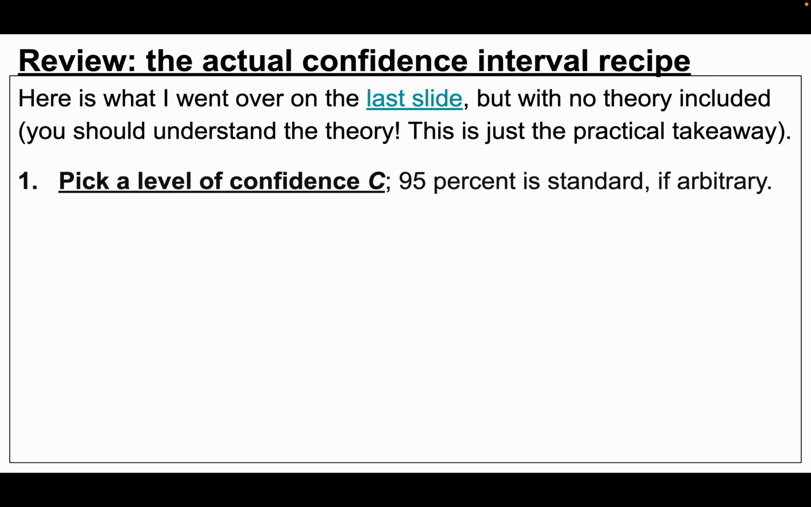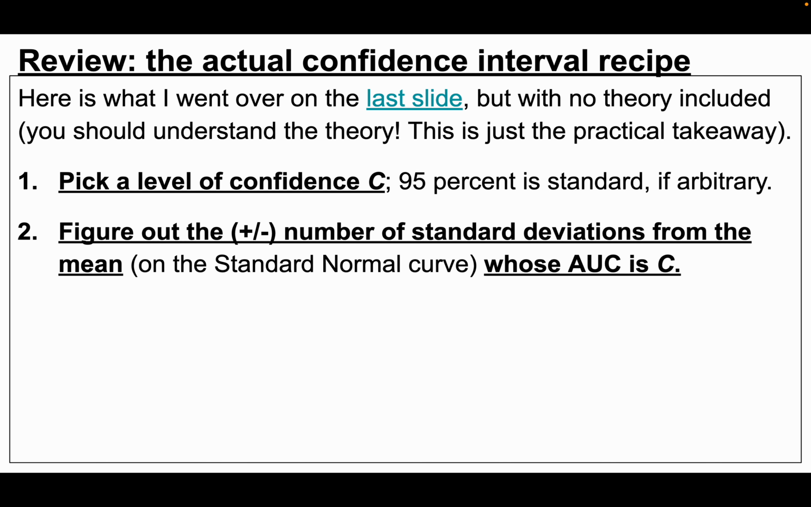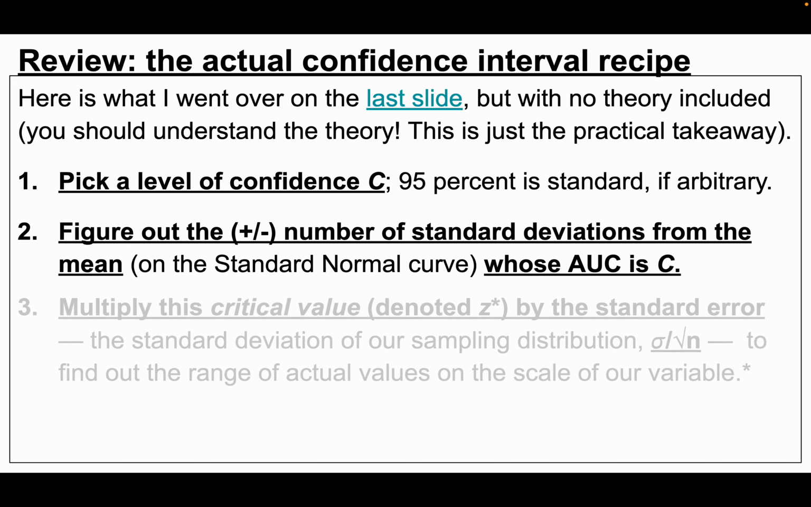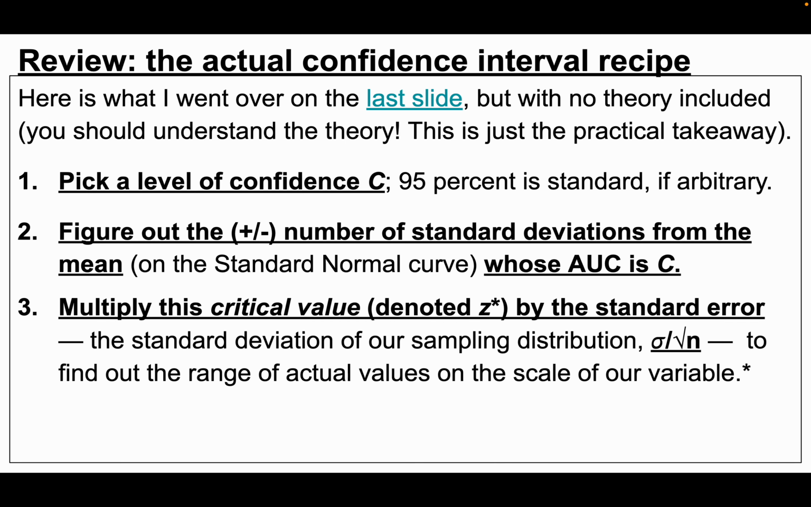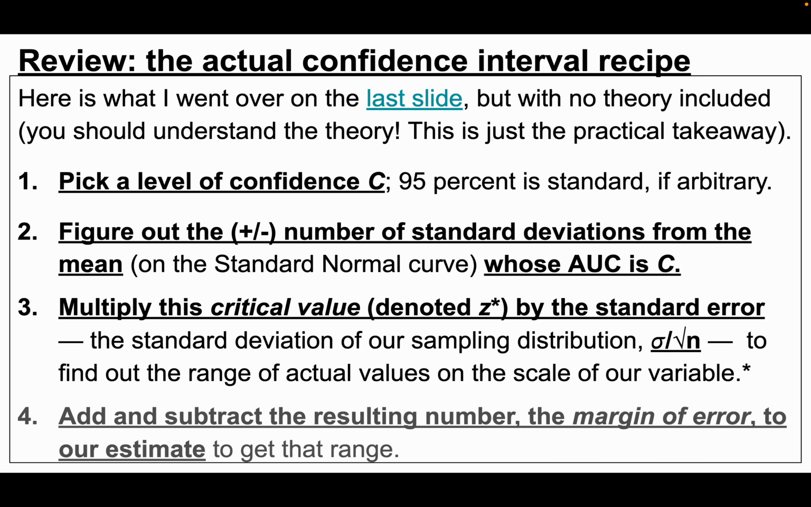Just reminding you what you do. You pick a level of confidence. You find the number of standard deviations from the mean whose area under the curve is C. You multiply this critical value, which you can denote z star, by the standard error. In this case, here I just wrote sigma over root n, but it won't always be that. This is just the general recipe. And then you add and subtract the resulting number, the margin of error, to the estimate to get a range of plausible values.